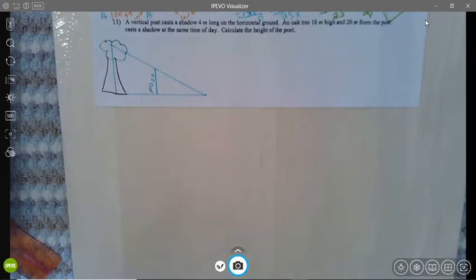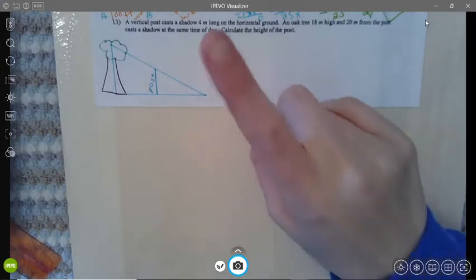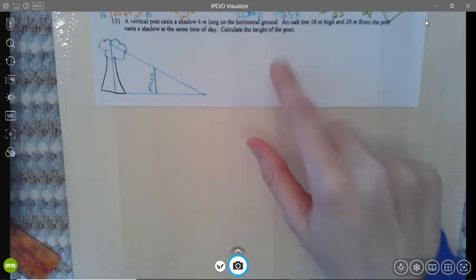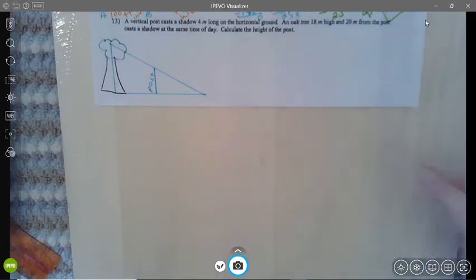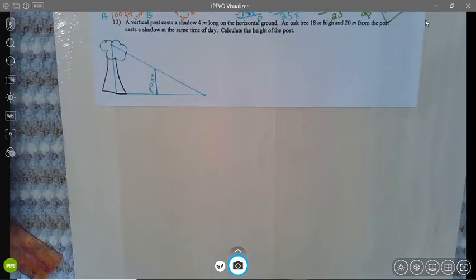Hi everyone, let's get going on our final example problem. So we'll be doing example 13 together in your nifty applications of similar figure packet. So turn to question 13 and we will get started.